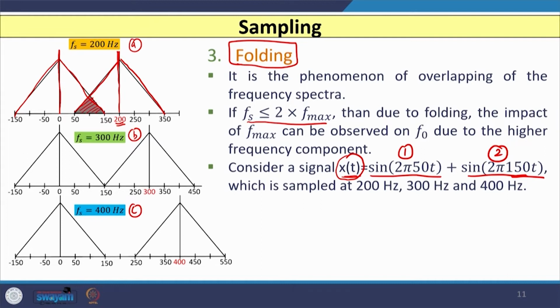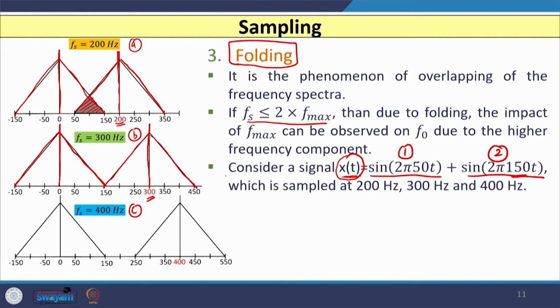Let us say we sampled this signal x(t), which has two components sin(2 pi 50 t) and sin(2 pi 150 t), at a sampling frequency of 300 hertz. In that case, you have the first part here and the 150 on this side and another 150 on this side, and when you write the sampling frequency here, that is 300 hertz, you can plot on both sides again 150 and again 150.